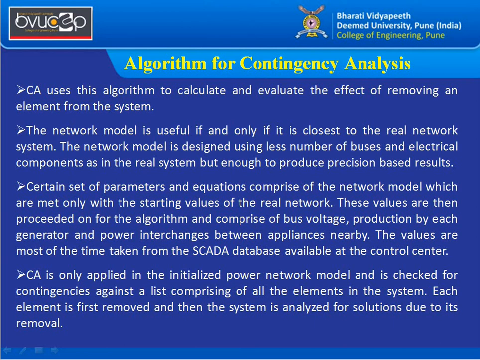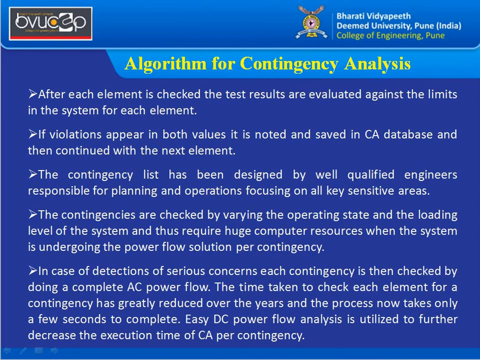So CA is applied to the initialized power network, where we start with the normal power flow solution, and it is checked with the contingencies against a list comprising all the elements. Each element is first removed and then the system is analyzed for the solution due to its removal. After each element is checked, the test results are evaluated against the limits in the system for each limit. If a violation appears in either of the values, it is noted and saved in the CA database. So when we go for a new operating state of the system, we can use this database and continue with the contingency analysis.